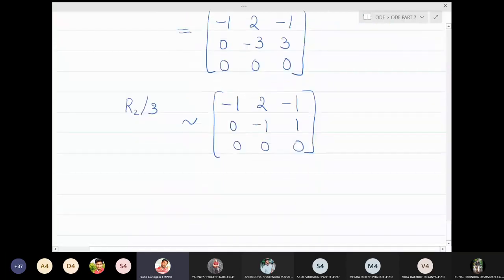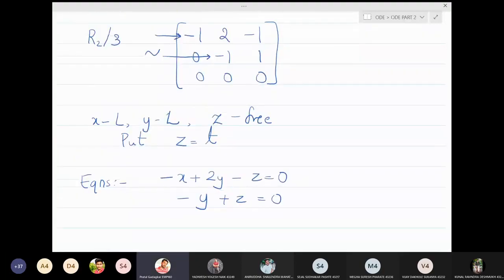And therefore X is leading variable. Here when I hit the arrow, Y is leading variable. And therefore Z becomes free. So I can put Z equal to T. So the two equations that I get from the first and the second row are minus x plus 2y minus z equal to 0, and second row will give me minus y plus z is equal to 0.